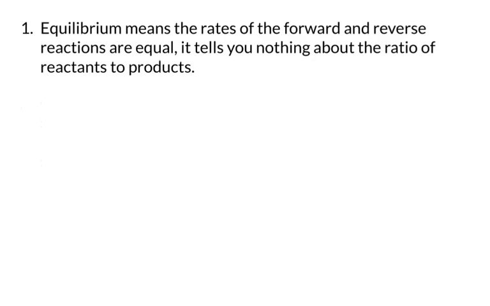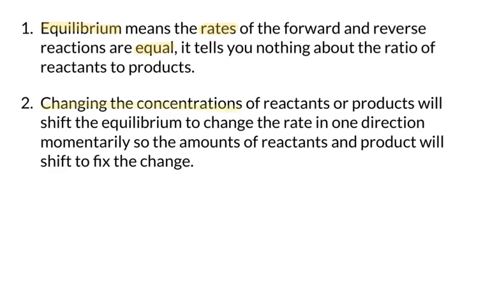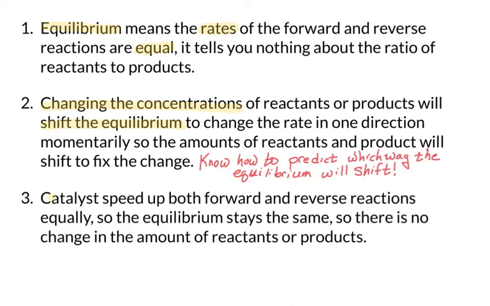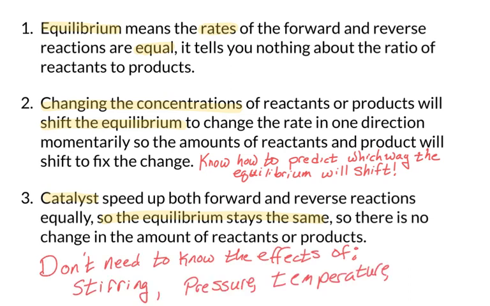So what do you need to know overall about equilibrium? Number 1, you need to know that equilibrium means that there are equal rates of forward and reverse reaction, and it has nothing to do with the amount of reactant or product present. It just says the rates are going the same speed. The second thing is that if I change the concentration of a reactant or a product, it will shift the equilibrium. You need to know how to predict which way that equilibrium will shift. You should also know that catalysts do not affect equilibrium. You will not need to know about the effect of stirring, pressure, temperature, and volume.